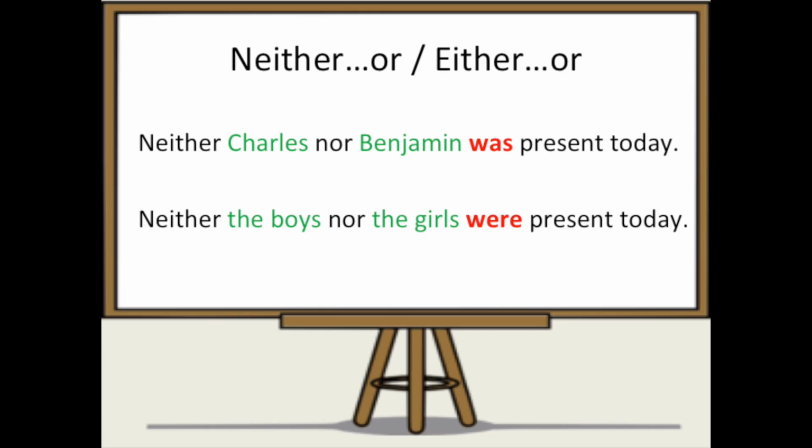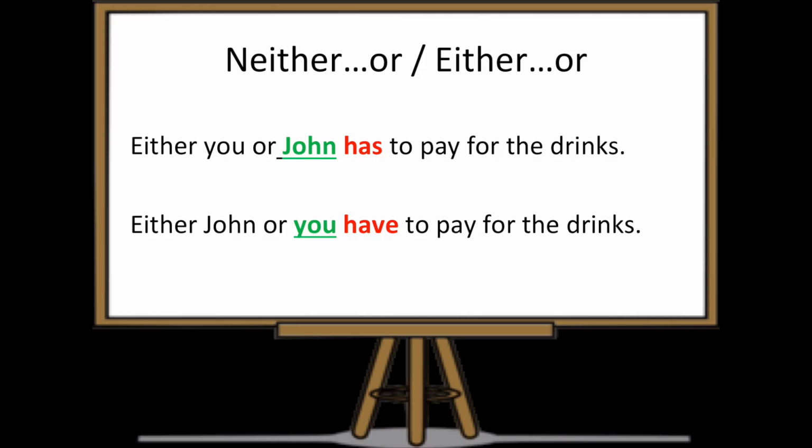Okay, what about if there are two plural nouns? Neither the boys nor the girls was or were present today. So both are plural. You use a plural verb, yes. So the correct sentence is, neither the boys nor the girls were present today. But if one singular noun, one plural noun, then how? Okay, look at this sentence. Either you or John has to pay for the drinks.